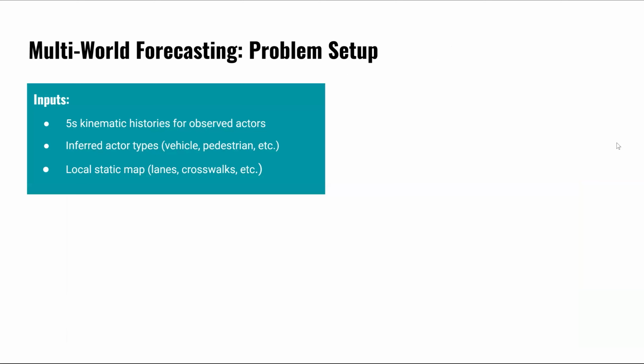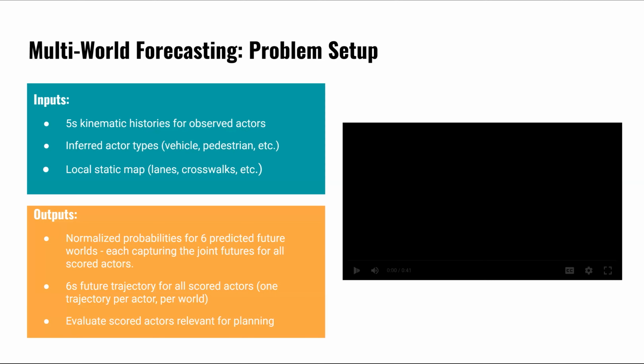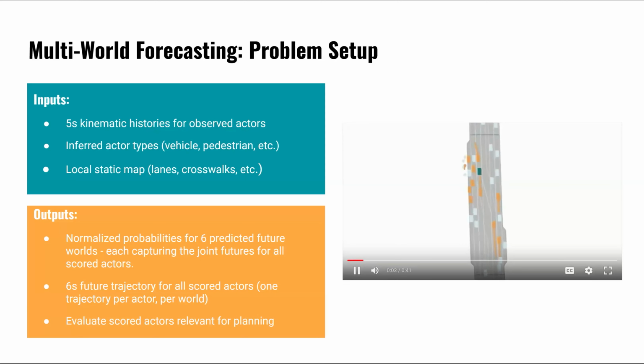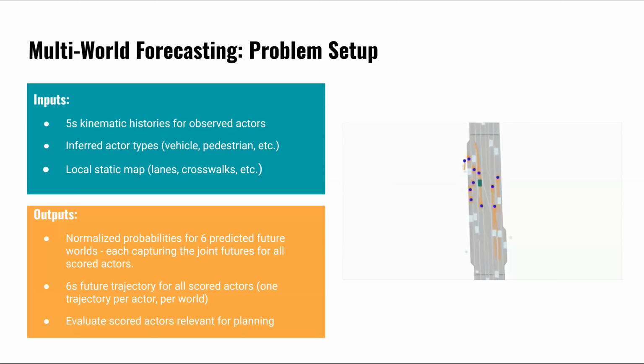And this problem setup is very similar to motion forecasting challenges in previous years, where we assume 5 seconds of history. We know exactly the inferred actor types, and we have access to a local static map. And methods are required to output normalized probabilities for 6 predicted future worlds. And within each of these future worlds, all scored actors will need to predict a different trajectory. We'll need to predict trajectories for 6 seconds. And importantly, we only evaluate scored actors, which we deem important for planning.